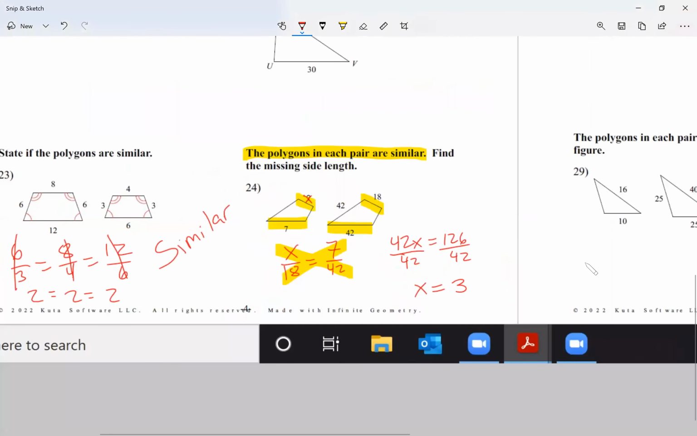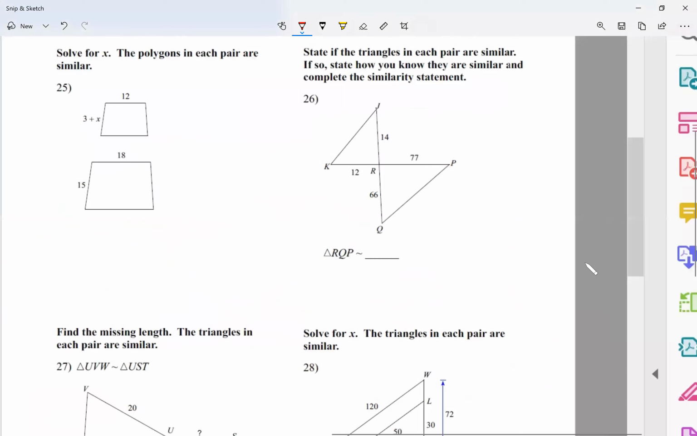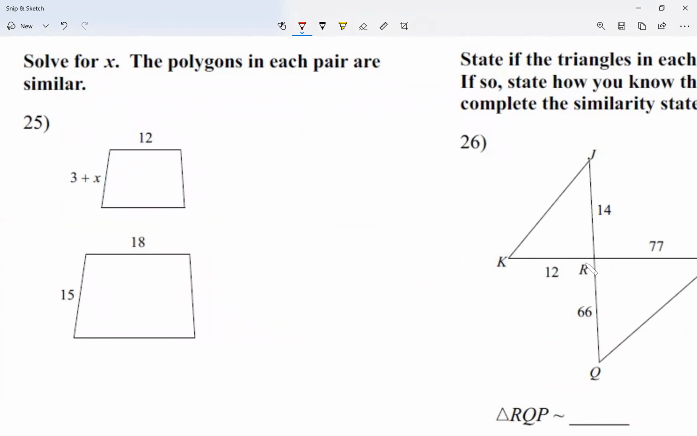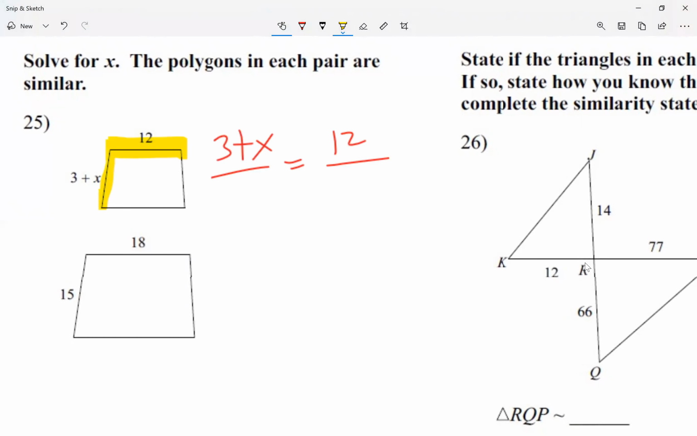Now let's take a look at number 25. I'm working up until 28, by the way. So it says solve for X. The polygons in each pair are similar. So from this polygon, I'm going to use 3 plus X and 12. From the other polygon, I'm going to use 15 and 18. 3 plus X goes with 15, and 12 goes with 18.